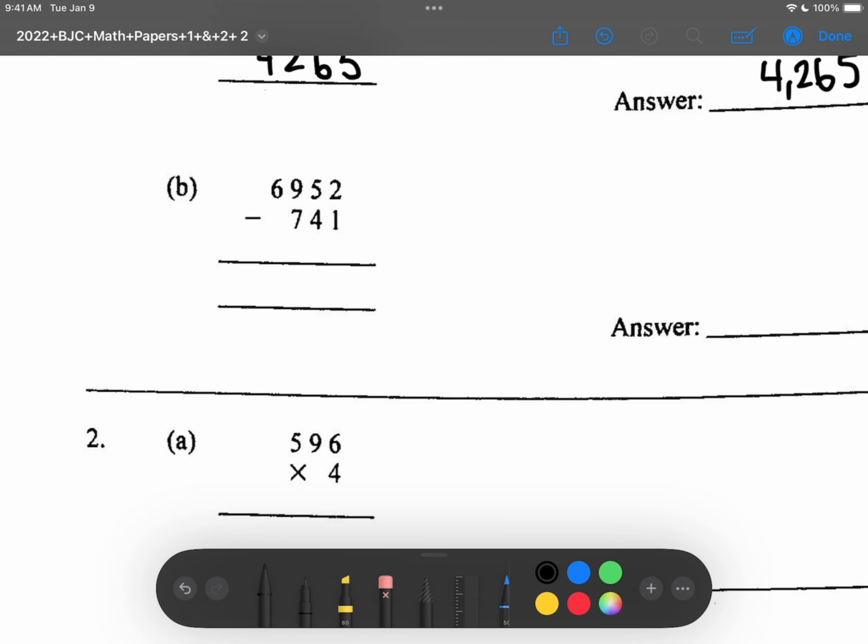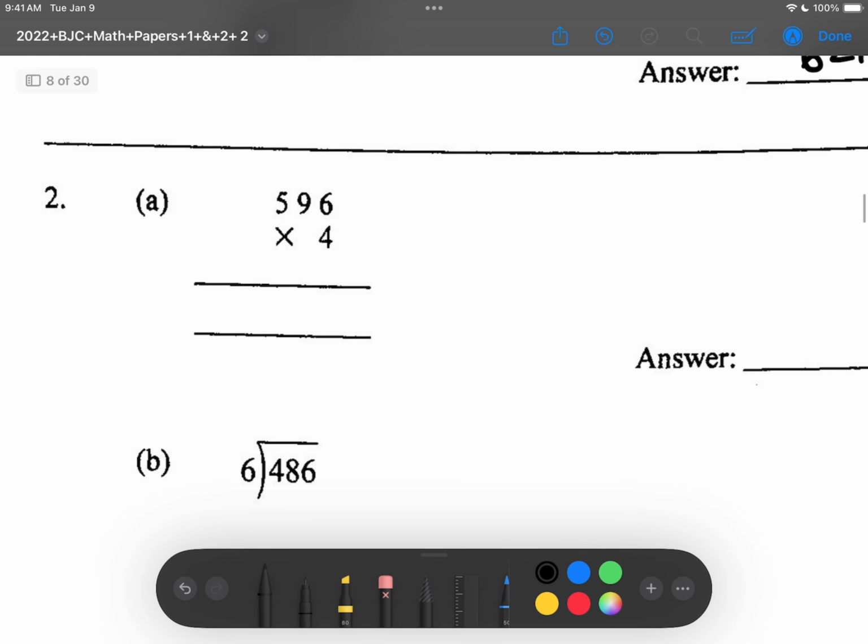Moving right along. B, subtraction. 2 minus 1 is 1. 5 minus 4 is 1. 9 minus 7 is 2. 6 minus 0 is 6. So your answer should be 6,211.